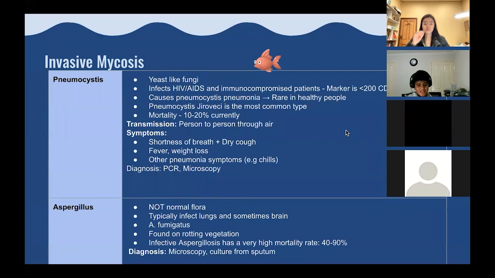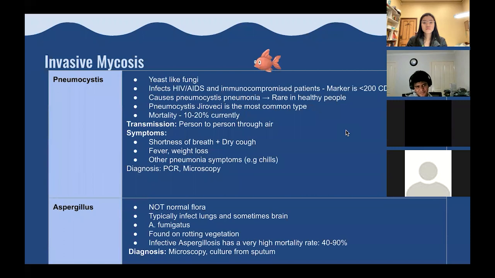Okay, so this is the last slide, actually. Pneumocystis, the yeast-like fungi, is found 99% of the time in HIV patients, which is sad. The marker is that they usually infect patients who have less than 200 CD4 cells, which you'll learn about, the T helper cells. So they attack very, very immunocompromised people. Less than 200 is very unhealthy. If you want to know the important one, it's going to be Pneumocystis jirovecii.